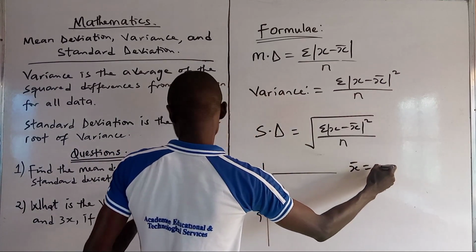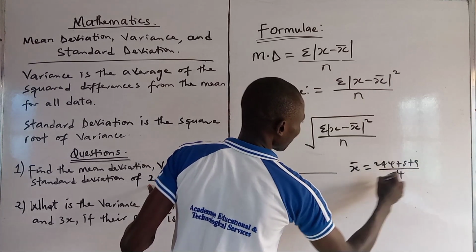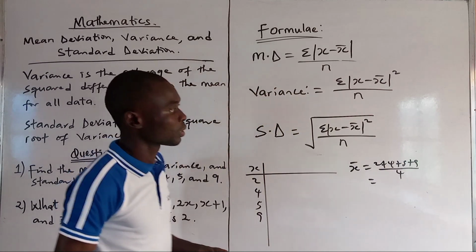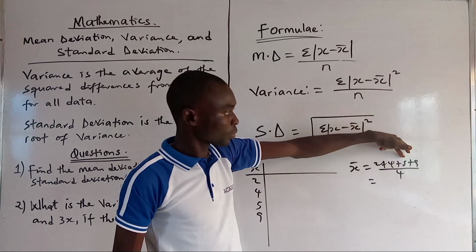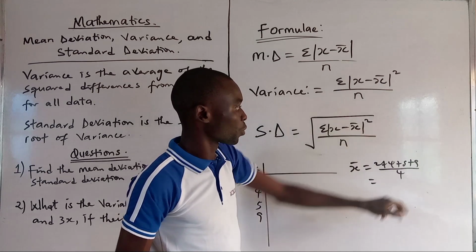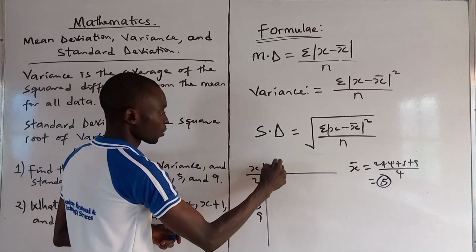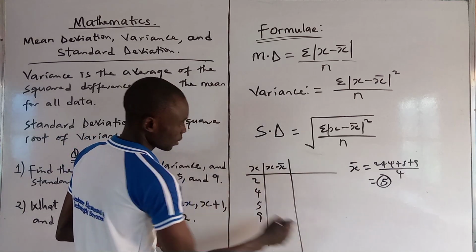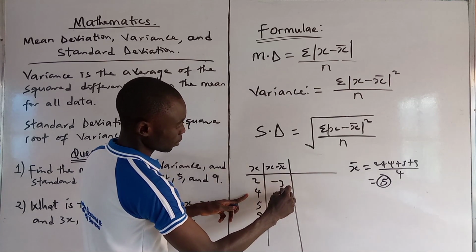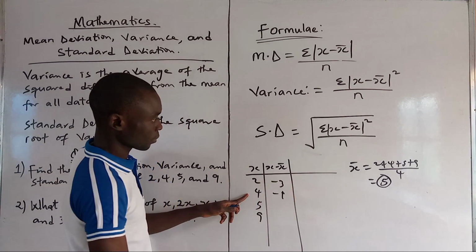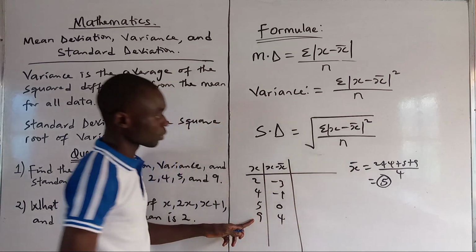The mean is going to be 2 plus 4 plus 5 plus 9 all over 4. So this is 6 plus 9 is 15, 15 plus 5 is 20, and 20 over 4 is 5. So our mean is 5. There will be a column for x minus x bar. So 2 minus 5 is minus 3, 4 minus 5 is minus 1, then 5 minus 5 is 0, and 9 minus 5 is 4.